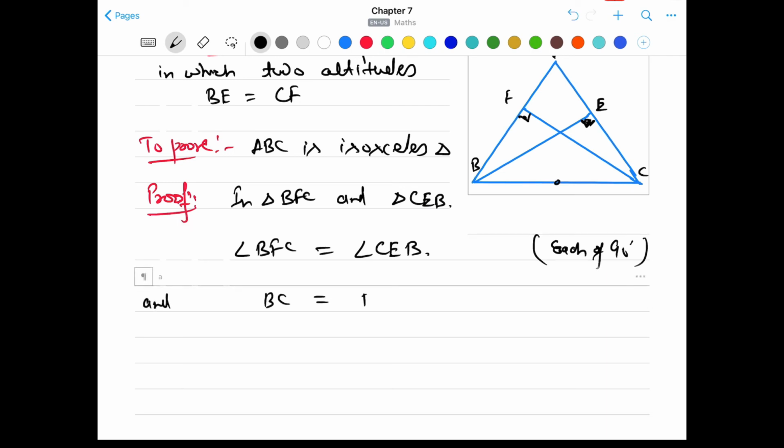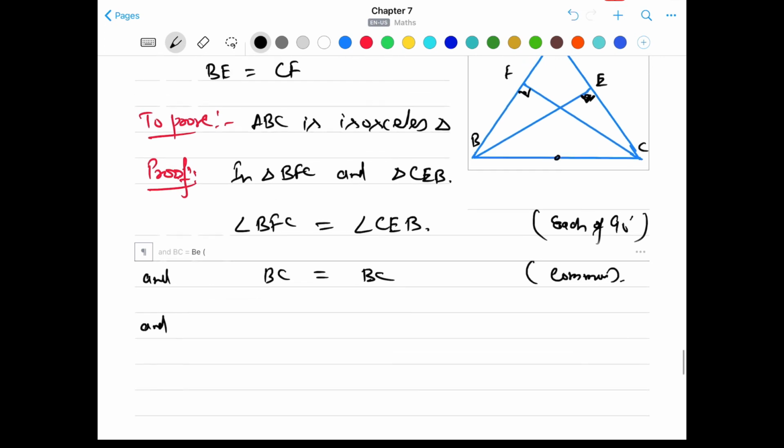So we have BC equals to BC, which is the hypotenuse for both right triangles, and this is common. Okay, and the altitudes are given equal. So we have CF equals to BE. This is given.